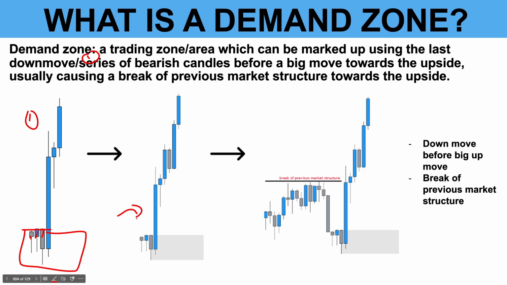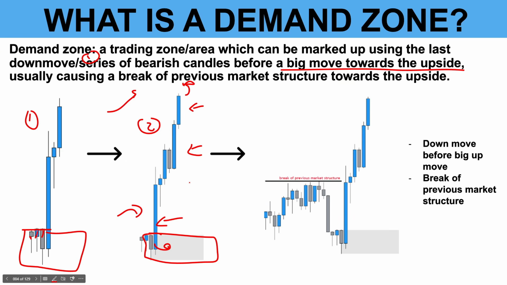Then we move on to step 2, which is marking up the zone using the box. So we mark up this box, and this is our demand zone, right? And we can now see this continued impulsive move towards the upside with a lot of momentum, which again is part of the definition. We need a big move towards the upside. We can see the high volume candles being displayed over here, supporting the definition of a demand zone. We have the last down move, and then we have the big move towards the upside.